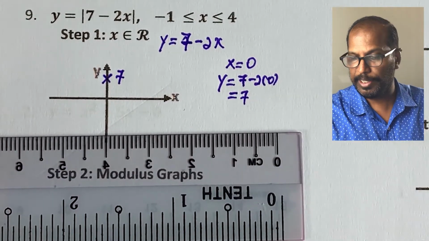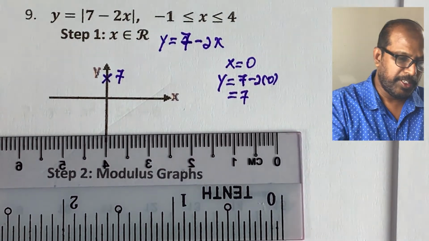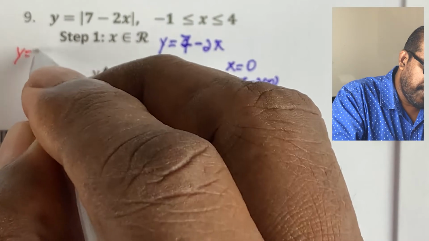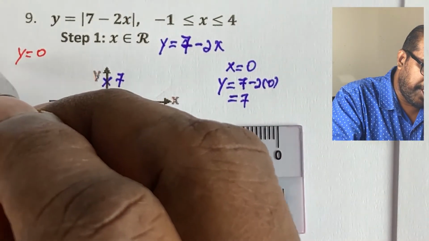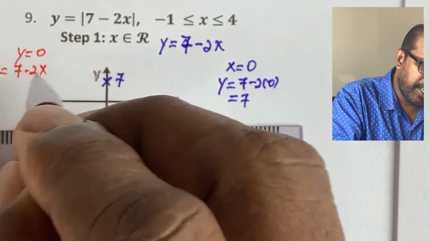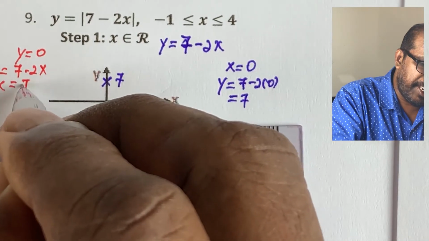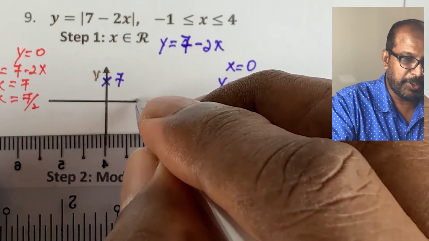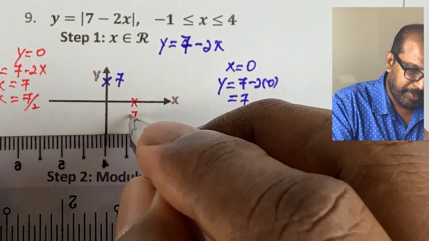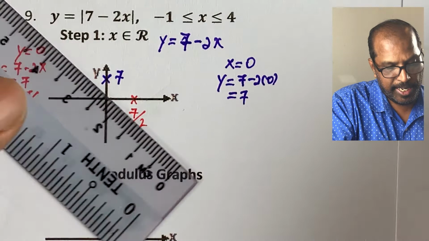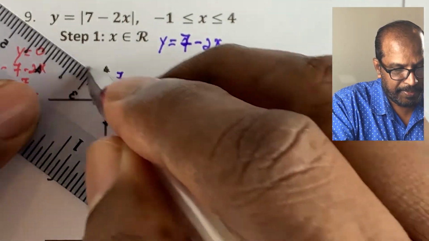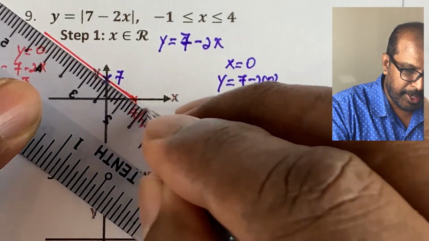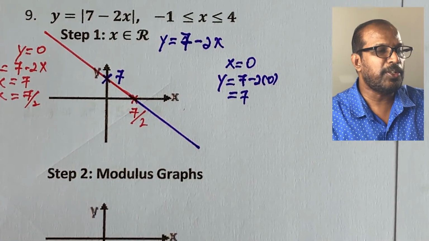Now we do y equals 0, since x equals 0 is already done. So we got 0 equals 7 minus 2x, so 2x equals 7, so x equals 7 over 2. So the coordinate 7 over 2 is here. Now I'm going to draw the straight line. See, I'm drawing the straight line, one in red above the x-axis, and below the x-axis I'm drawing in blue. So this is a straight line.